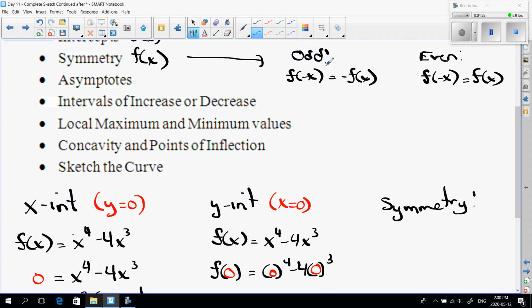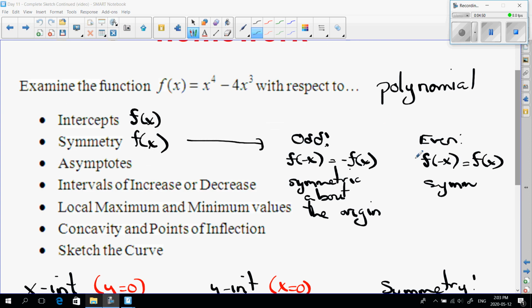And really, symmetry is just a way to kind of shorten up the curve sketch. An odd function is symmetric about the origin. And even functions are symmetric about the y-axis.